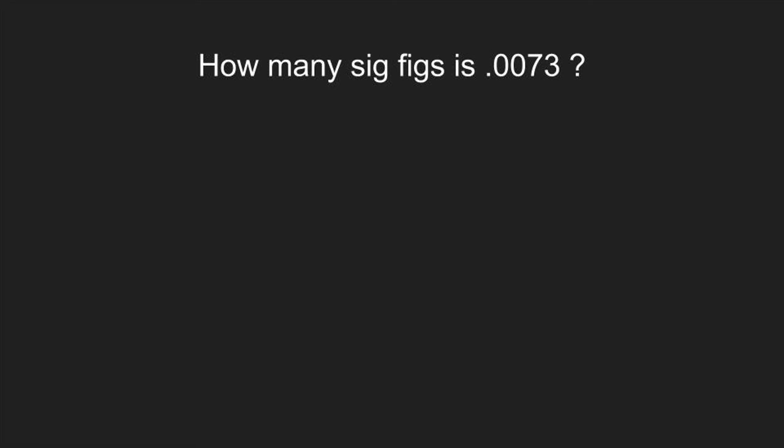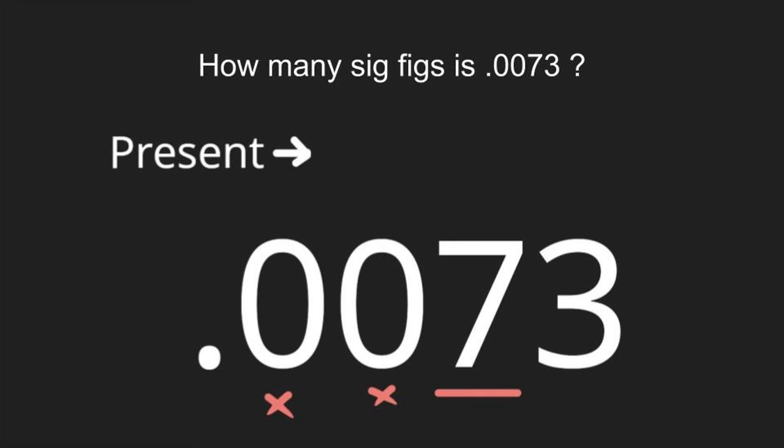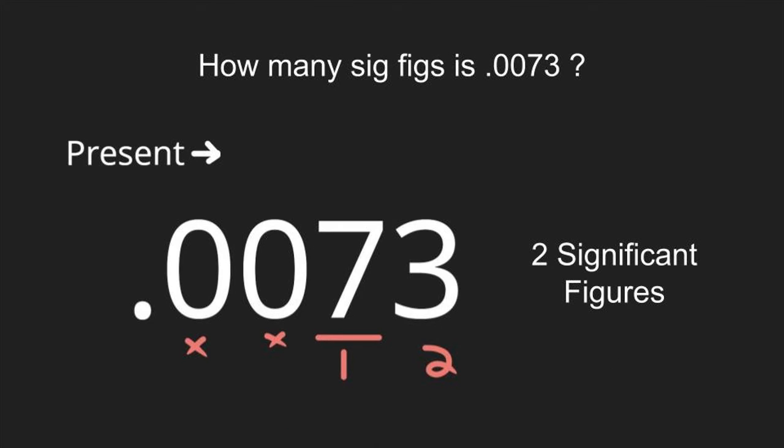Now that non-zero is important here because the first significant figure is actually the 7. Those 2 zeros don't count. And then we count every number to the right of that 7. So that 7 is 1, and then that 3 makes 2. So 0.0073 has only 2 significant figures. Those zeros are leading zeros and therefore are insignificant.